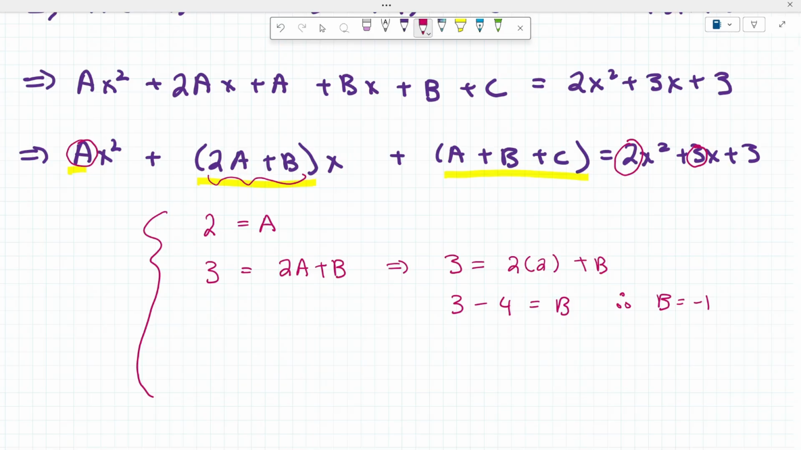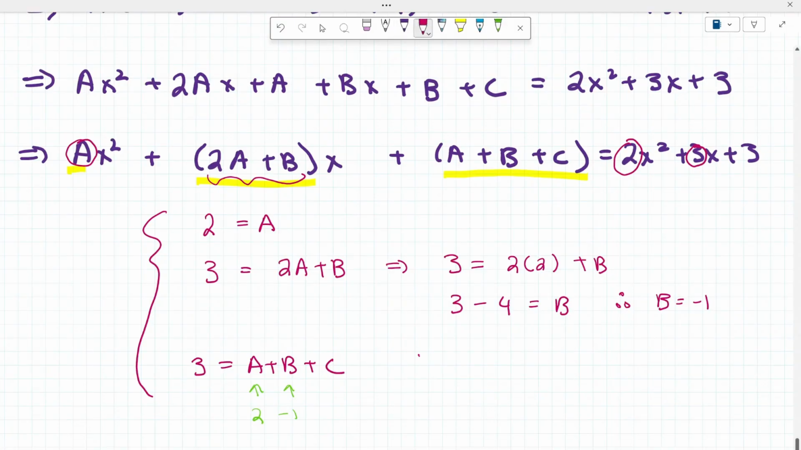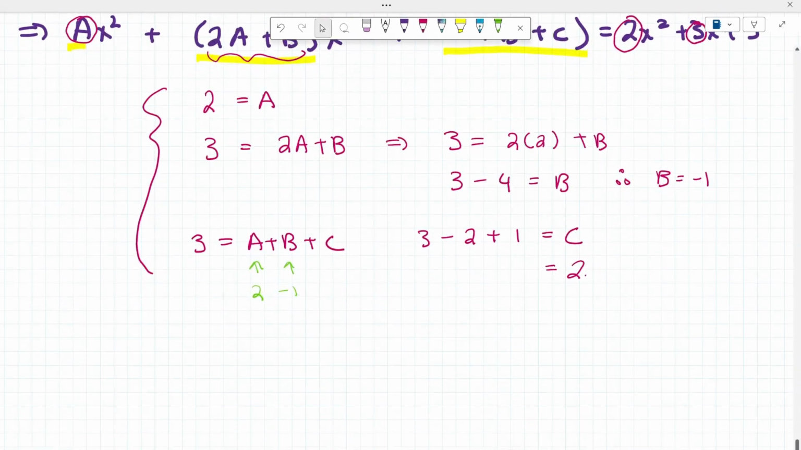And then lastly, we have that 3 equals a plus b plus c. And well, we already have a value for a and b, so a equals 2 and b equals -1. So that simply means that 3 minus 2 plus 1 equals our c value. So what do we get there? We have that c equals 2. So let's write that all out. a equals 2, b equals -1, and c equals 2.